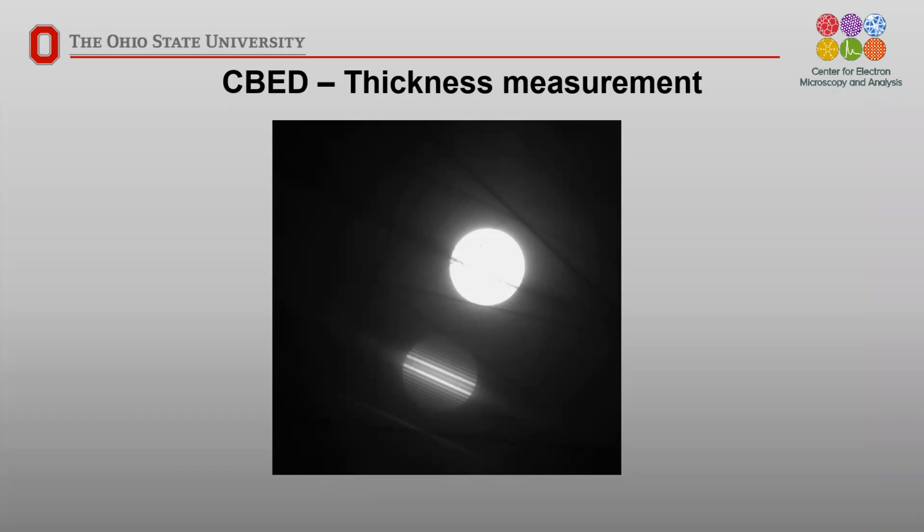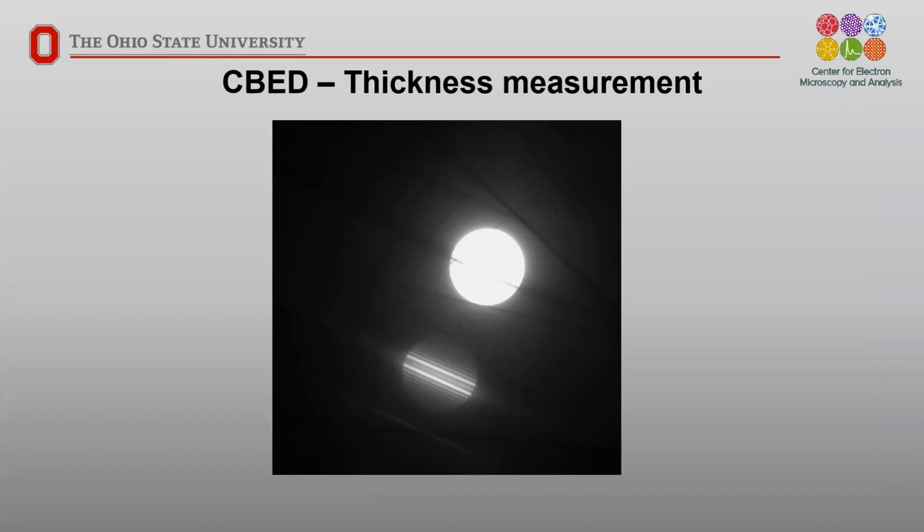These are due to what's called dynamical diffraction. So where the diffracted beam has an appreciable intensity relative to the direct beam, it starts to diffract as well. And you get these interference lines showing up. And these are proportional to the thickness of your crystal. So you can actually use that to measure the thickness of the sample that you're looking at. So that's just another application of diffraction in the TEM.